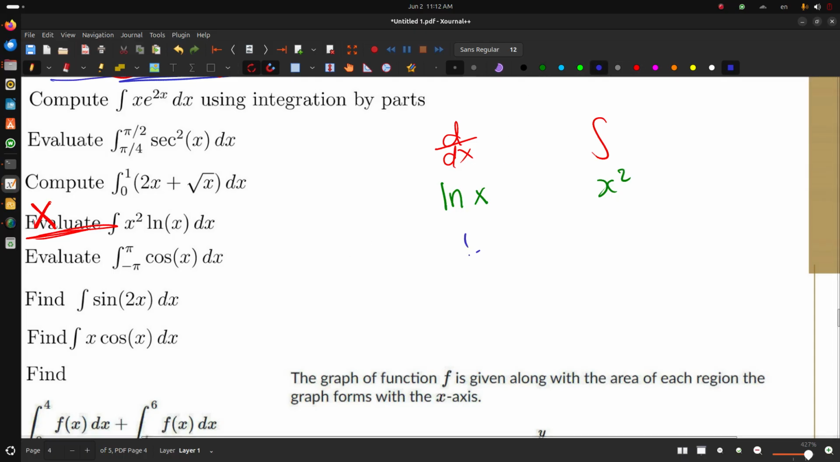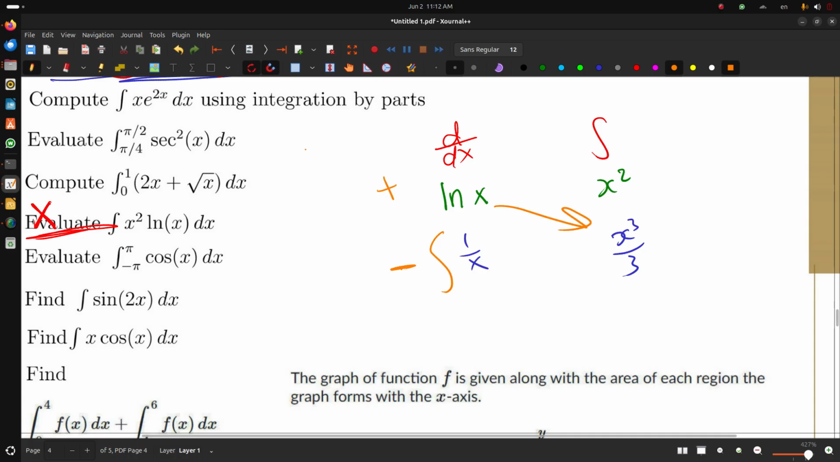So the derivative of ln x is 1 over x, and the integration of x power 2, add 1 and divide by it, so it will be x power 3 over 3, and stop here. Now I can get the integration of this whole part. Of course this is plus and this is minus, so it will be x power 3 over 3 ln x minus the integration of this thing, which, if you simplify it, will be x power 2, and then start doing the integration steps. So it will be x power 3 over 9, and don't forget plus c.